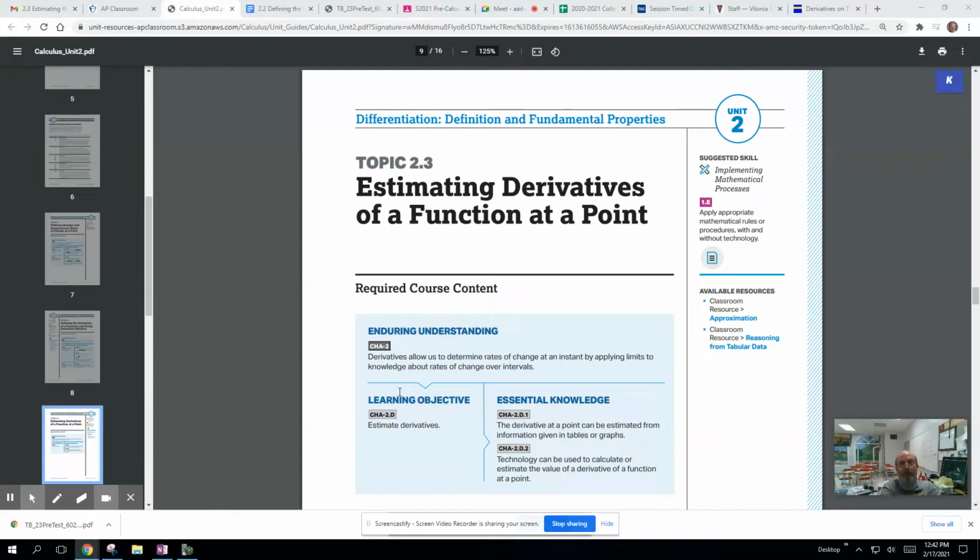Okay, welcome back. This is part 2 for topic 2.3, estimating derivatives of a function at a point in the AP Calc curriculum. We're estimating derivatives. We're going to look at how the derivative at a point can be estimated from the information given in tables or graphs. We're going to look at word problems, and we're going to use technology to estimate the value of a derivative of a function at a point when given the equation.